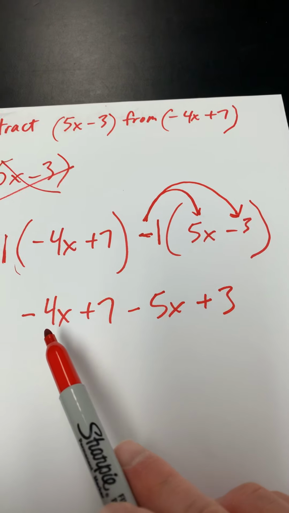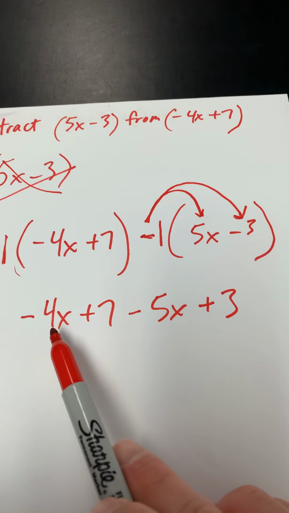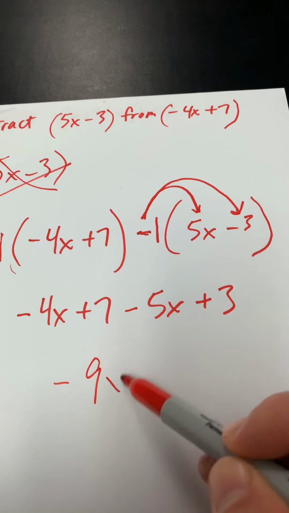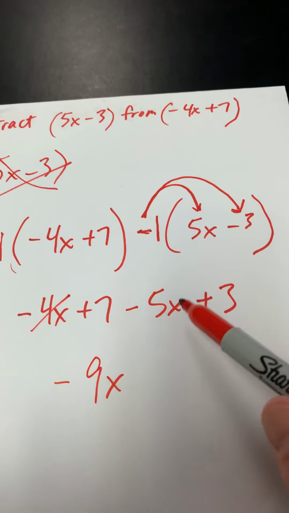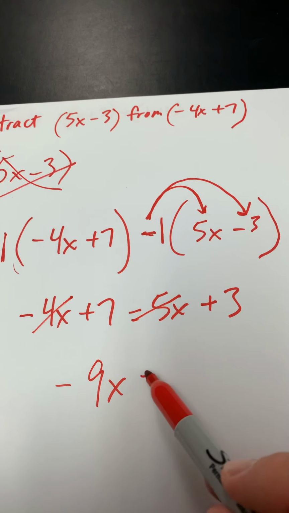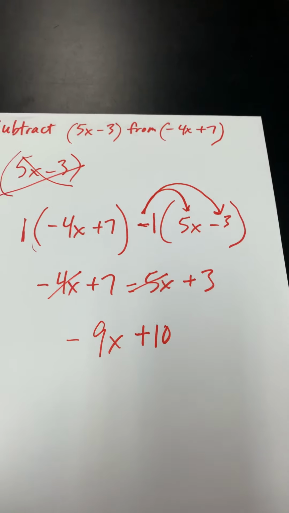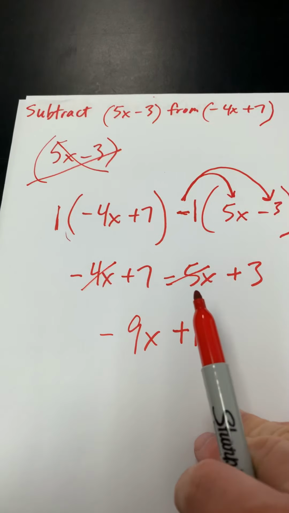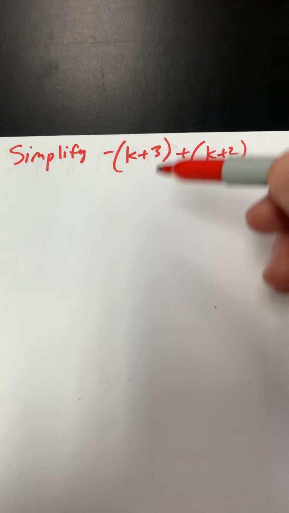Okay, so now just combine the like terms. Negative 4x minus 5x leaves you with negative 9x. So we've combined those. And then 7 plus 3 gives you 10. Okay, so there's that one. All right, so I'm going to do like 5 examples, and they're going to get progressively more difficult. Again, this one's not too bad.